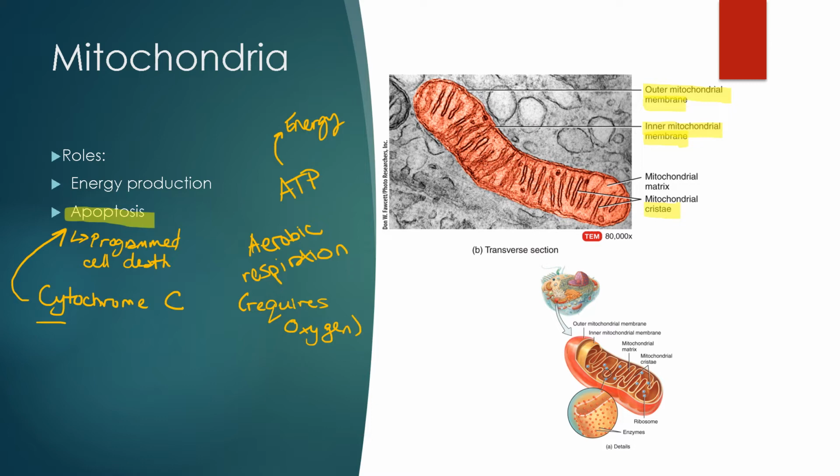Now, a cool thing about the mitochondria is that it has its own set of DNA. This is called mitochondrial DNA. And this is DNA that's completely separate from the nucleus. Now, genes from the nucleus are inherited from both your father and your mother, but mitochondrial DNA is only inherited from your mother.